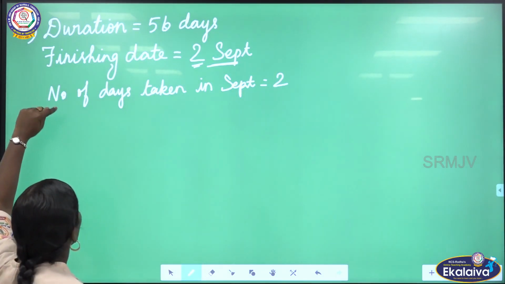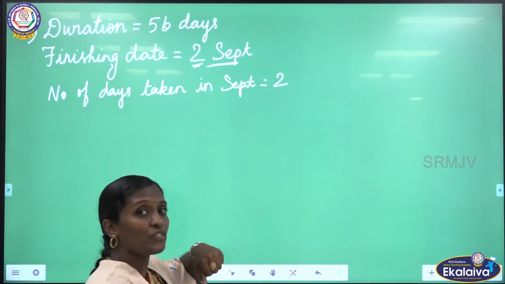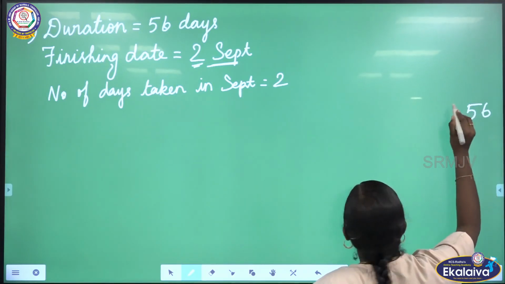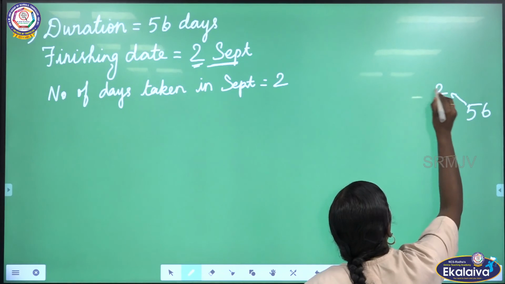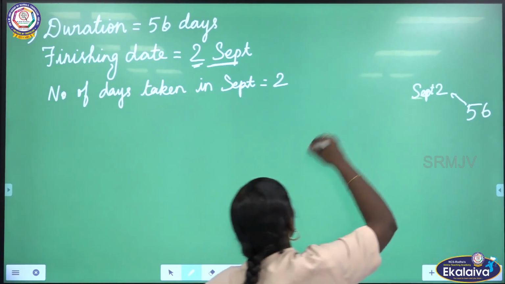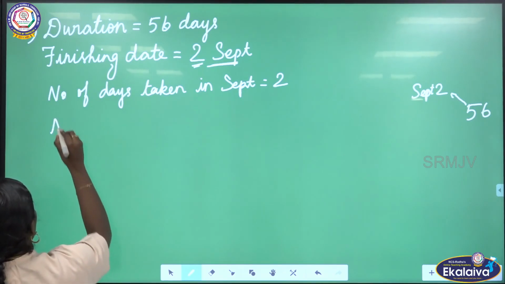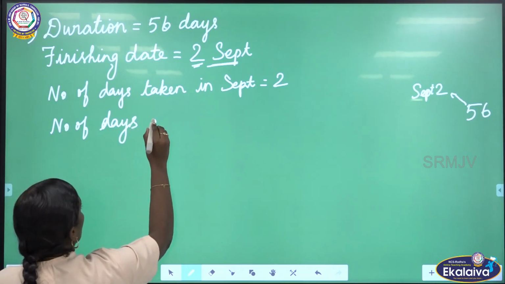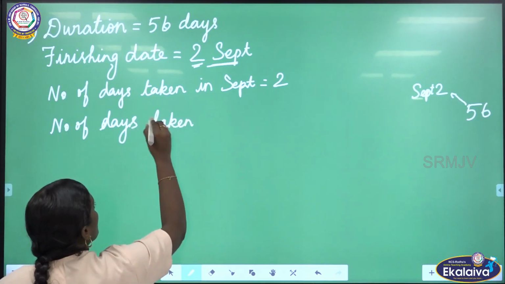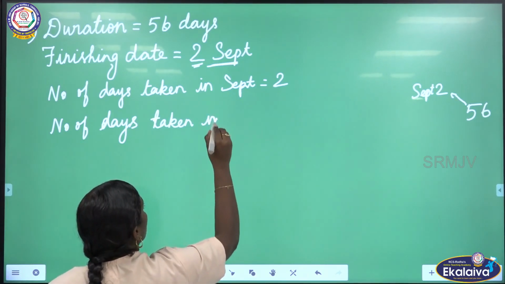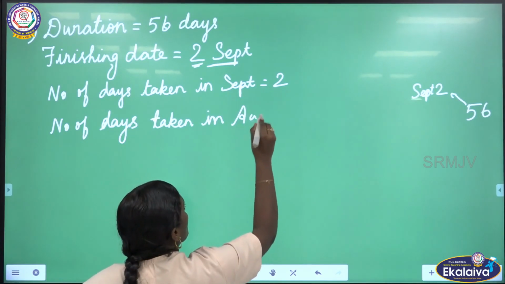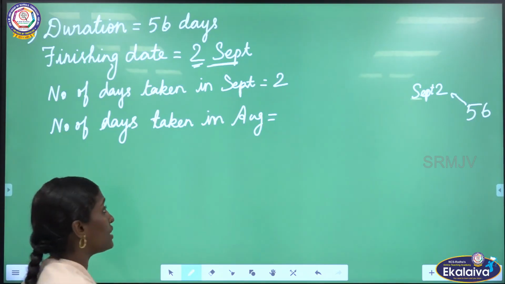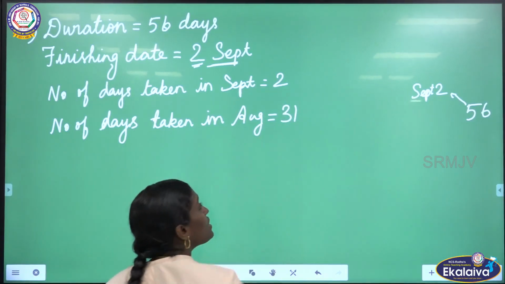Okay, then we have to find out the before month, number of days taken in the before month. Here the duration is 56 days. Out of this, 2 days are there in September. Okay, what is the before month, September before? Number of days taken in August. September before August. Okay, how many days will be there in August? Total number of days? 31 days. Okay, number of days in August is 31.